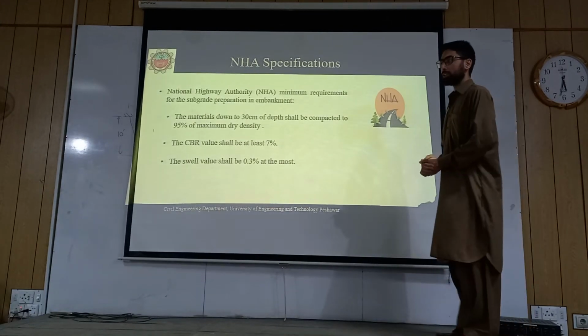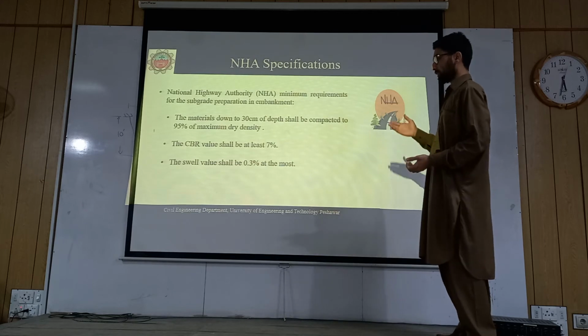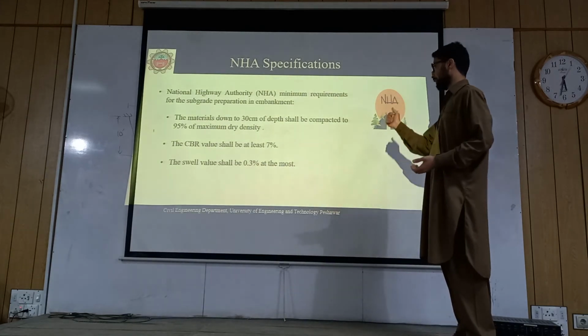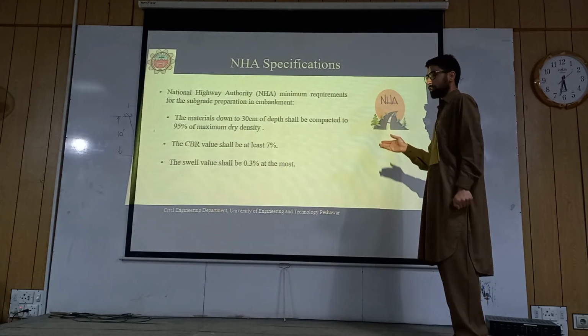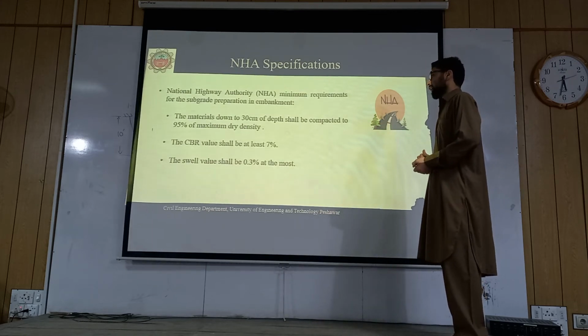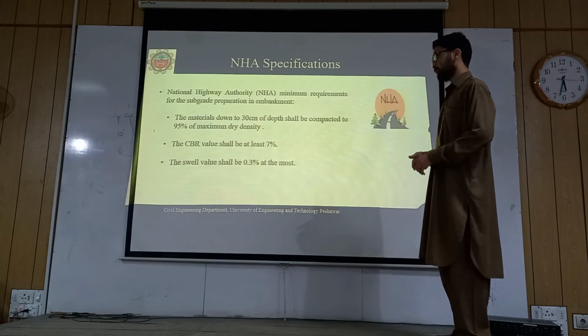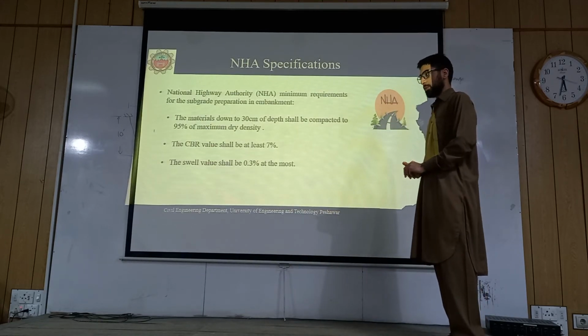Now in those areas where the subgrade is weak, we have to bring that subgrade up to the NHA requirements. As you can see, NHA requires that the CBR should be at least 7%, the swell should be at most 0.3%, and the compaction should be at least 95% of maximum dry density.